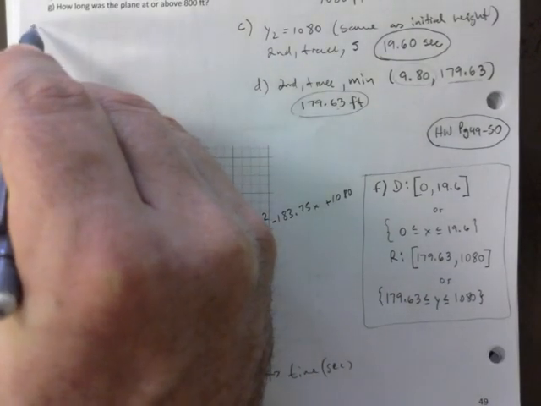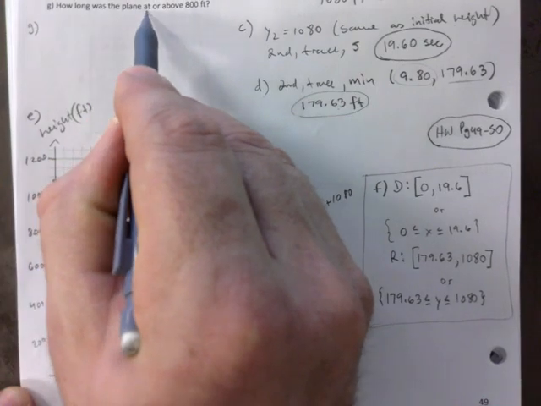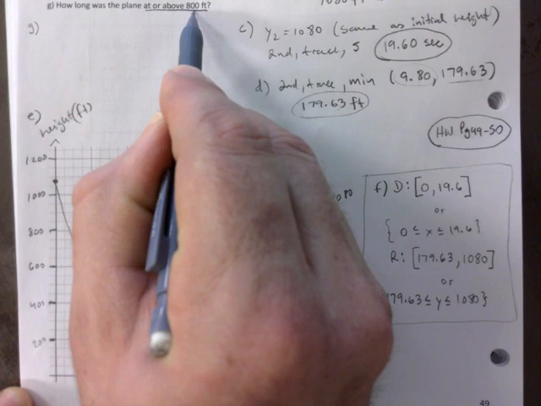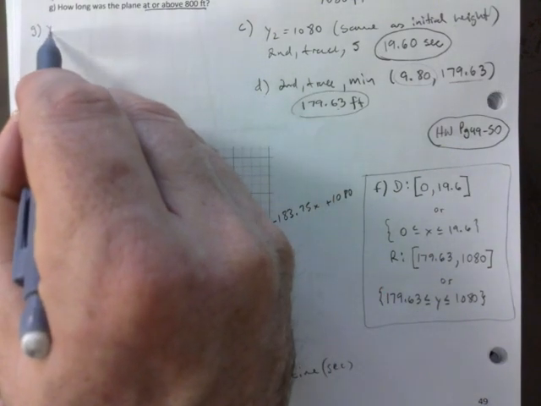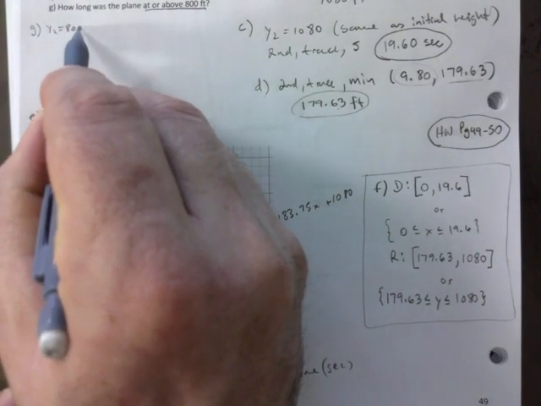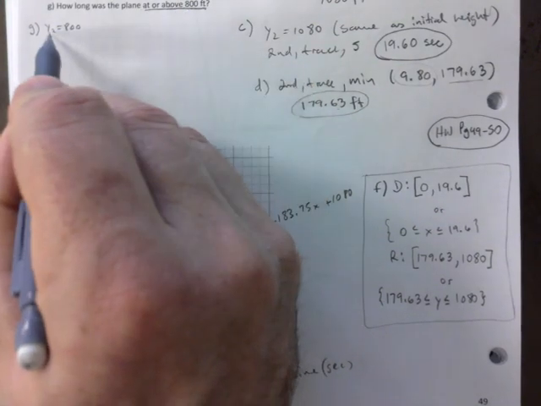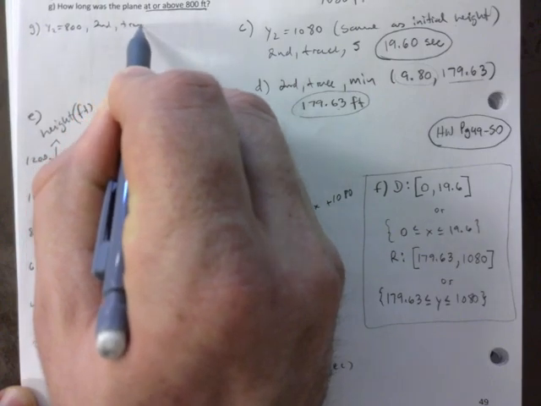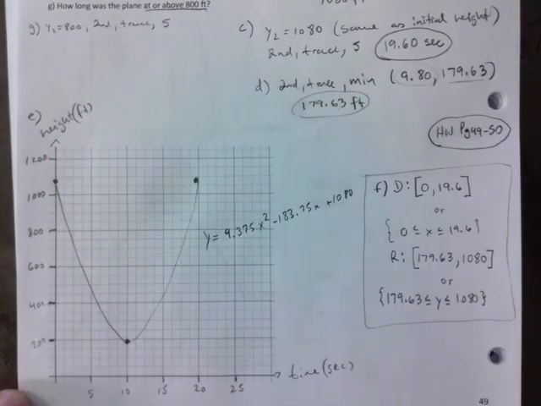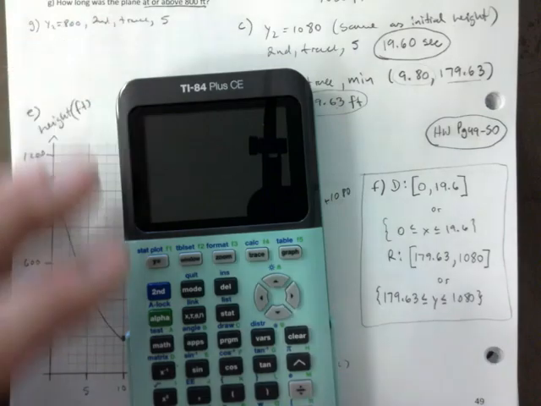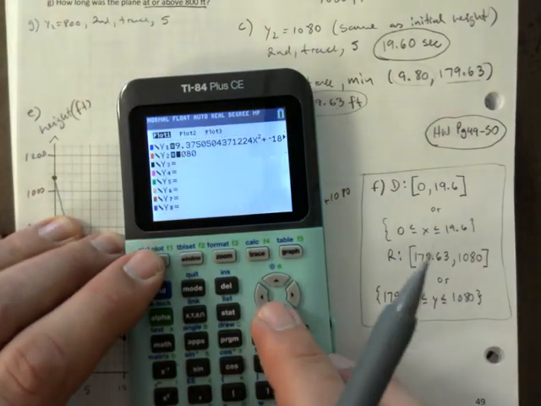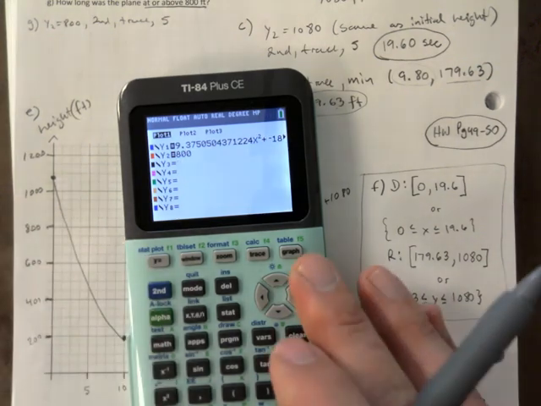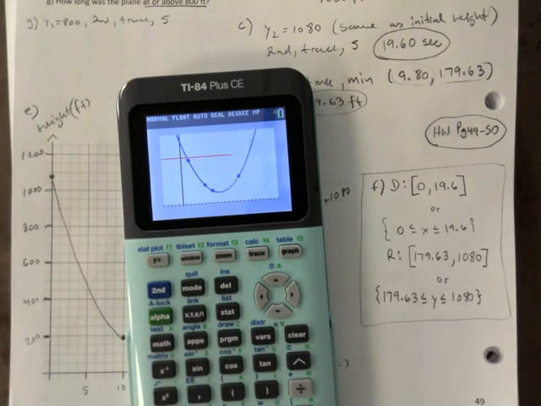G. How long was the plane at or above, very careful here, at or above 800 feet? In this scenario we use the height, and we know that it's the y value. So we're going to go second, trace 5 for that one. So let's go ahead and do that. Y2 is 800. Hit graph.